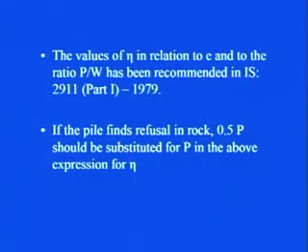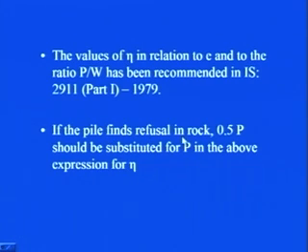The value of eta in relation to E and to the ratio P by W has been recommended in IS 2911 part 1, 1979. So, you have to simply pick this particular code and see the corresponding value, what exactly is the assembly, what exactly is the type of this efficiency and all that you are using, and correspondingly to those particular conditions you can pick the value of this eta.